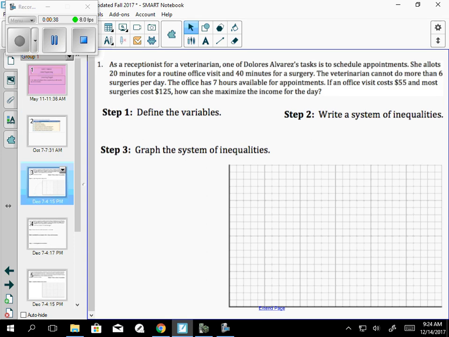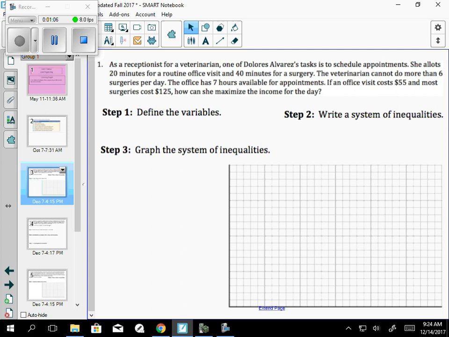The first one says, as a receptionist for a veterinarian, one of Dolores Alvarez's tasks is to schedule an appointment. She allots 20 minutes for a routine office visit and 40 minutes for a surgery. The vet cannot do more than 6 surgeries a day. The office has 7 hours available for appointments. If the office visit costs $55 and most surgeries are $125, how can she maximize the income for the day?